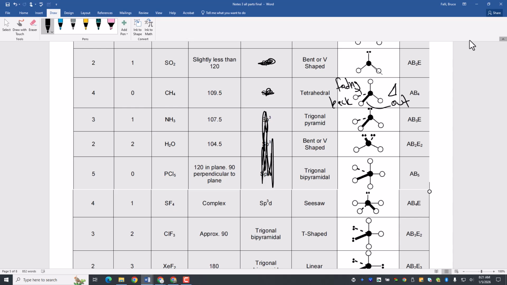Okay. So I do want you to notice this is trigonal planar, this is tetrahedral. Trigonal pyramid looks just like these two, except the top one is a pair. This one is a bond.